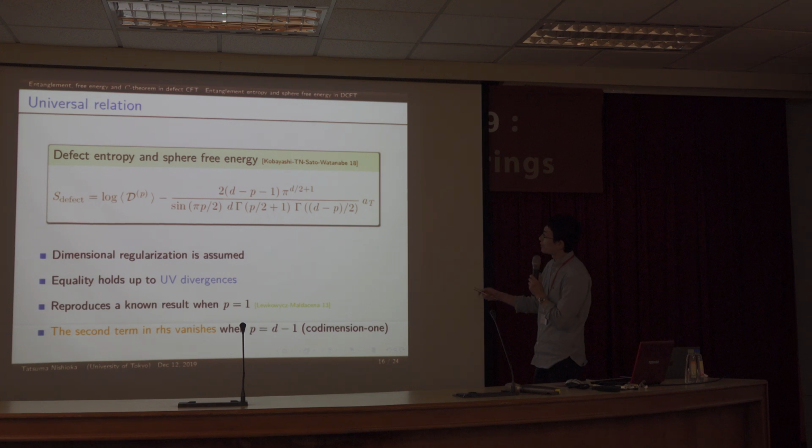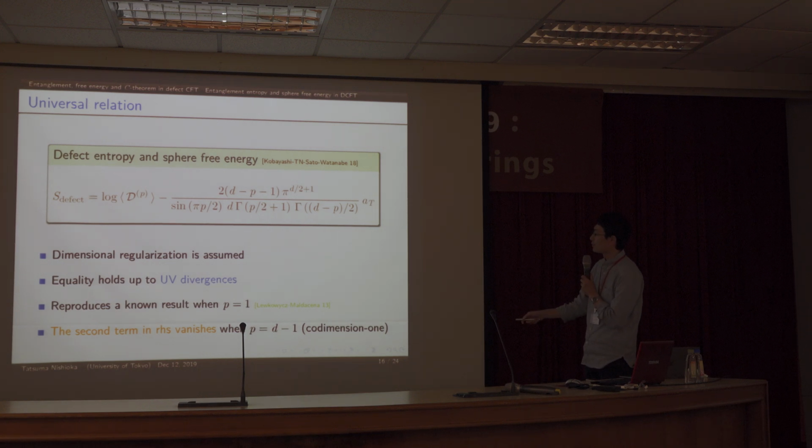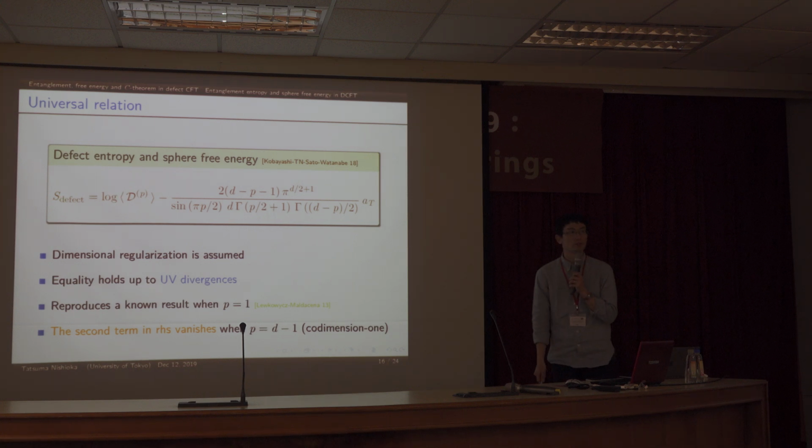And also there is one more thing. So here, this second term actually vanishes when p is equal to d minus 1. So this term vanishes, which means that in this case, when the defect is codimension 1, the defect entropy is equal to the sphere partition function.